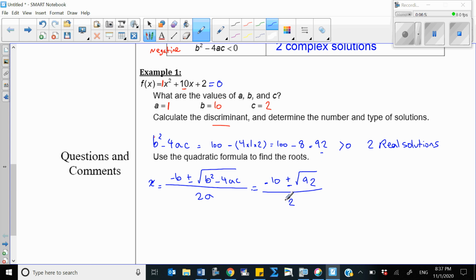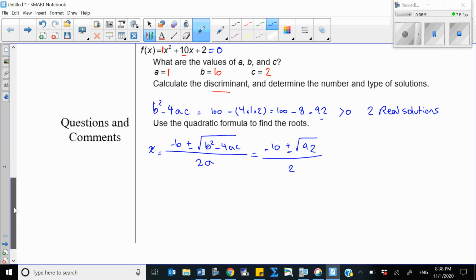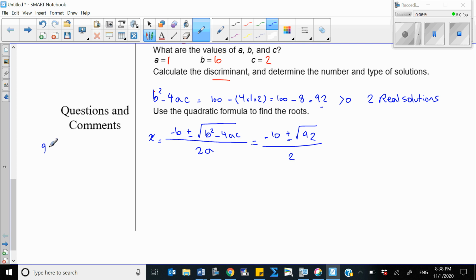I just need to simplify this. Let's see first of all if we can simplify square root of 92. So 92 can be divided by 2, and it's equal to 46. 46 also can be divided by 2, and it's going to be equal to 23 times 2. As you see, 23 is a prime number, and we cannot factor this anymore. So 92 is equal to 2 times 2 times 23.